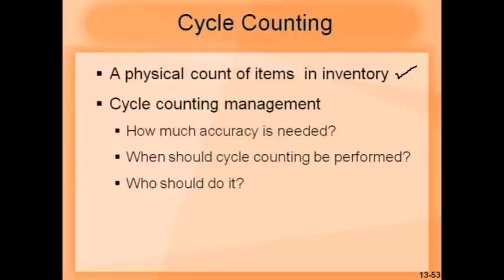Cycle counting management. In that, one needs to know how much accuracy is needed. So obviously if it is A category of items, the accuracy requirement would be much higher compared to a C category. Second one is when should cycle counting be performed? One example I gave was when the inventories are low, or when a company is trying to reorder because the inventory is not there. Other situation could be when there are some problems. So if some parts are missing, or because of that, if the assembly is suffering, whenever some problems occur, it is a good time to verify all these things.